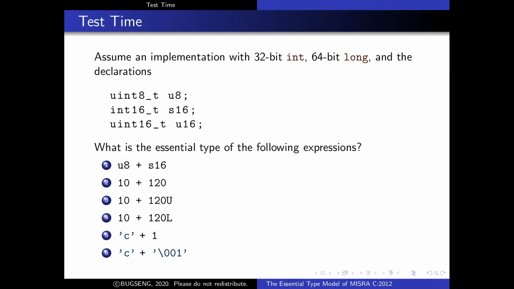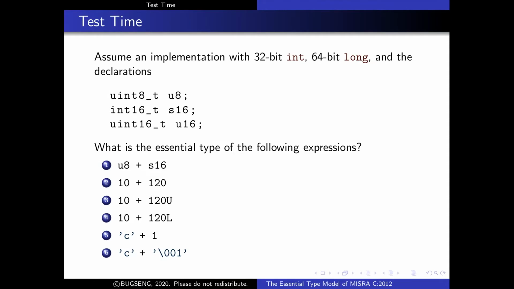Okay, so here we have 10 plus 120, which is well behaved in a way. So we are summing signed with signed, which is good. Another hint I can give you is that 10 plus 120 is a constant at compile time. So the essential type category will be that of the result.